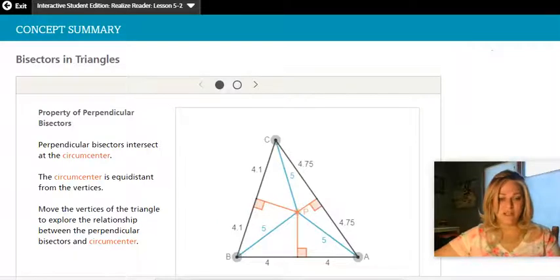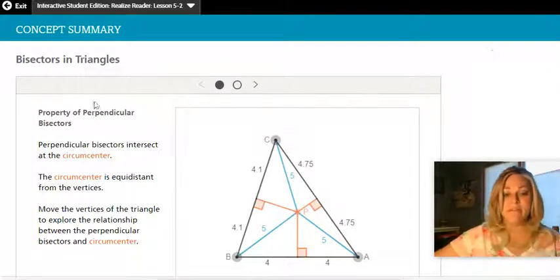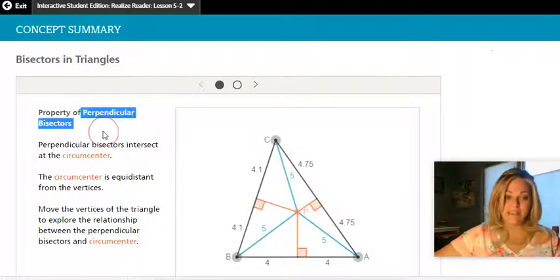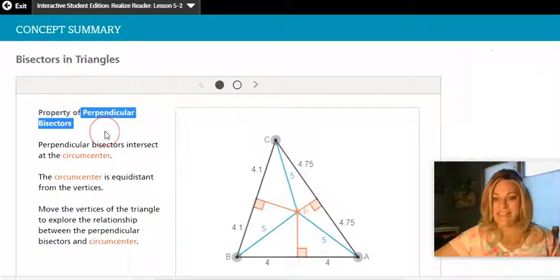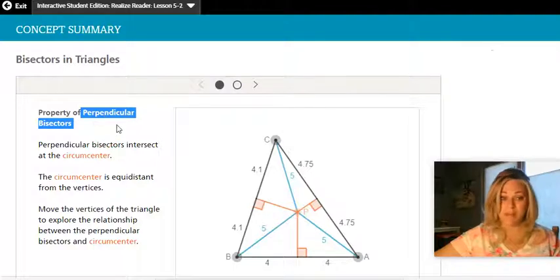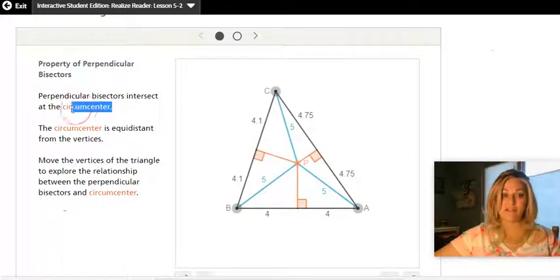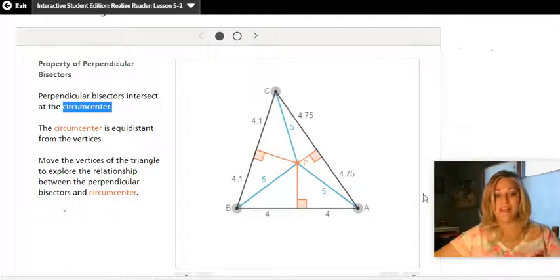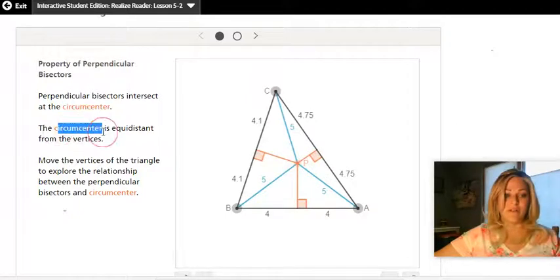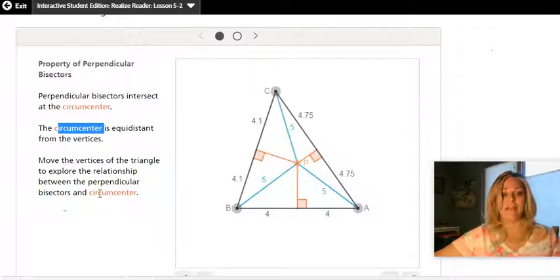All right, bisectors in triangles. Properties of the bisectors. This is a concept summary, so instead of having rules, it's basically showing you with manipulatives. Here it is, perpendicular bisectors. These are things I guarantee are easy to forget, so you might want to write them down in your notes because these will show up again. Perpendicular bisectors create the circumcenter, the point that creates a circle that goes around the outside of the triangle. The circumcenter is equidistant from the vertices.